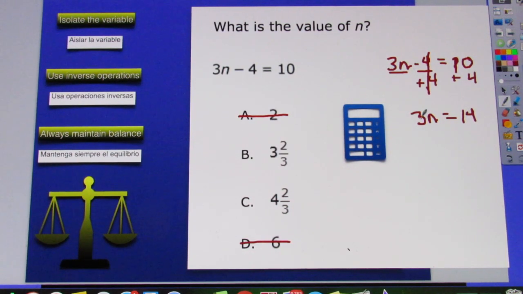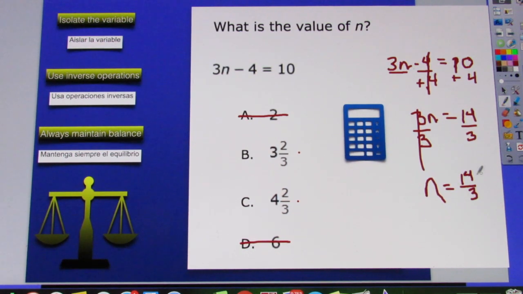Now I see multiplication, 3 times n. The inverse operation is division, so I divide by 3. Divide by 3. 3 over 3 is 1. 1 times n is my n. That is isolated, equals 14 over 3. Now that equals either 4 2/3 or 3 2/3.